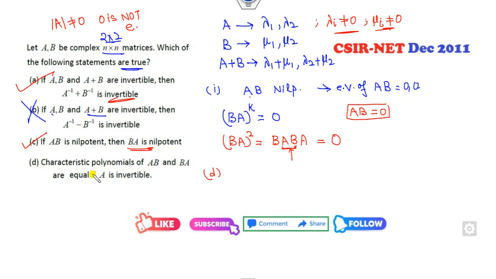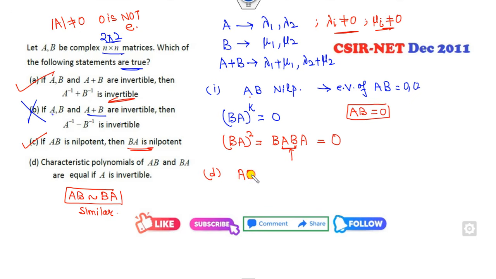Last option: the characteristic polynomials of AB and BA are equal if A is invertible. How can you prove that the characteristic polynomials are equal? If I prove that BA and AB are similar matrices, then it means their characteristic polynomials are the same.